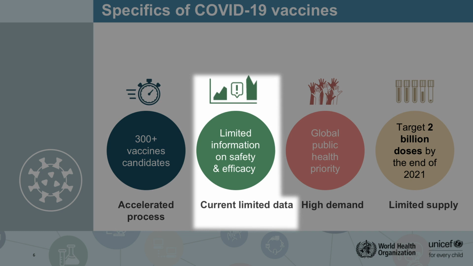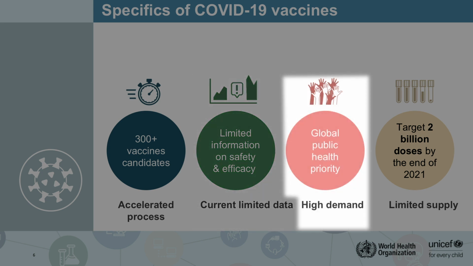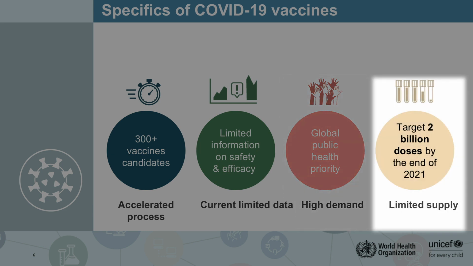We anticipate there will be a high demand for vaccines since COVID-19 has been a high public health priority, but we anticipate a limited supply. The COVAX facility expects 2 billion doses of vaccine by the end of 2021.